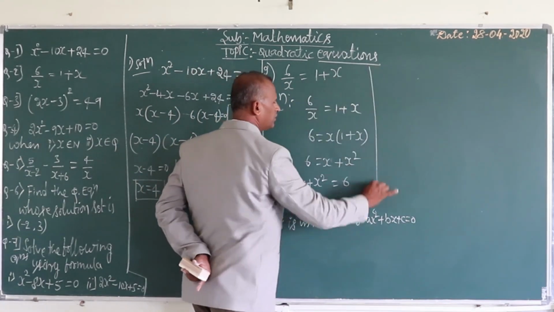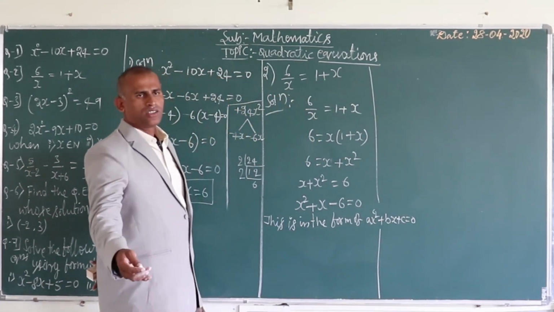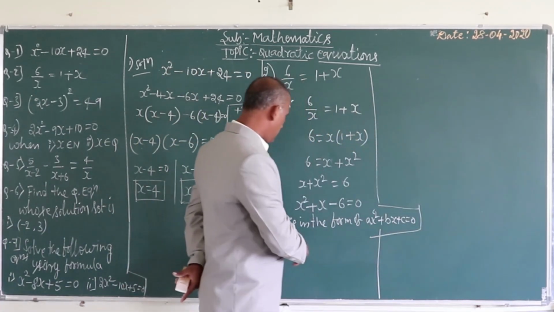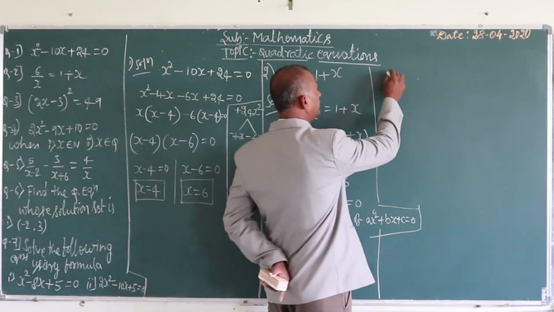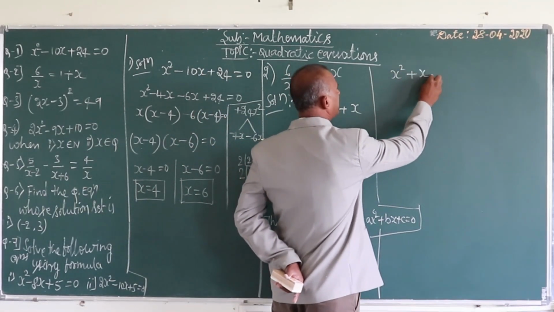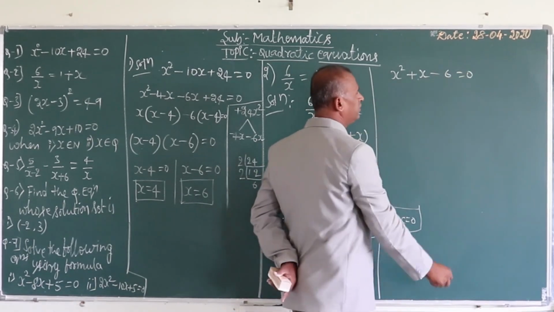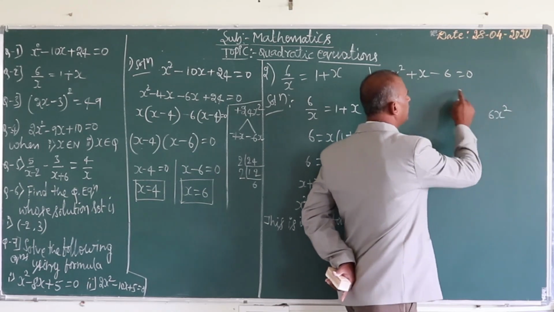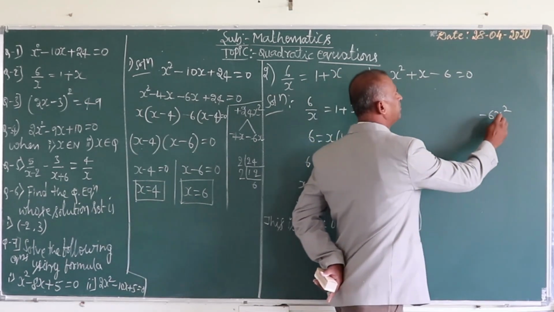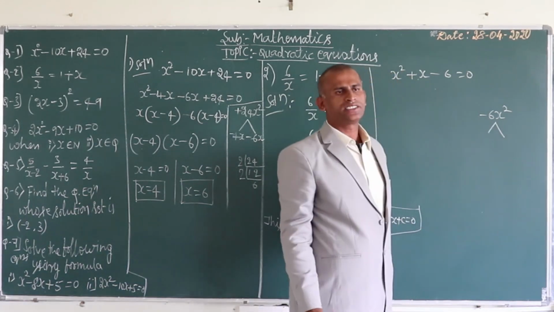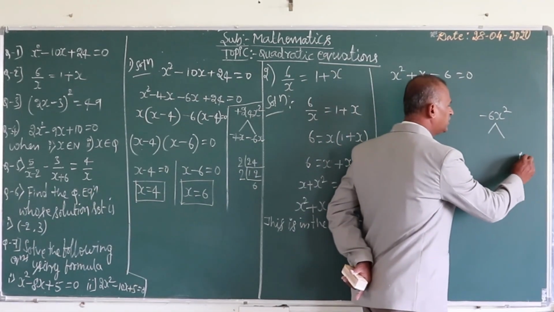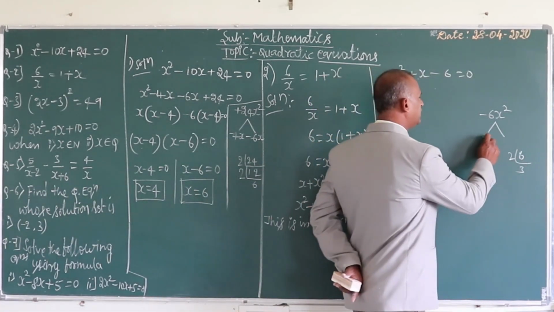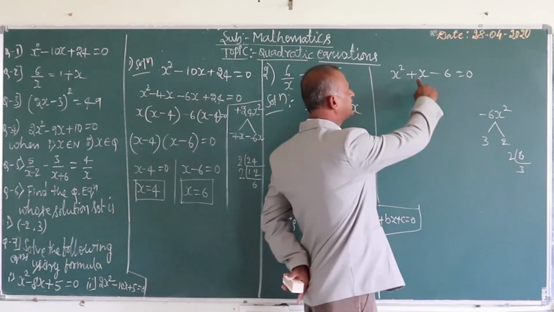Now we have to solve this one. Once again I will write it: x square plus x minus 6 equals to 0. Here we take 6 into x square is 6x square, plus into minus is minus. Now if you take factors of this, 6 is 2 into 3, and 3 minus 2 will come, which is 1, the 1x that is here.